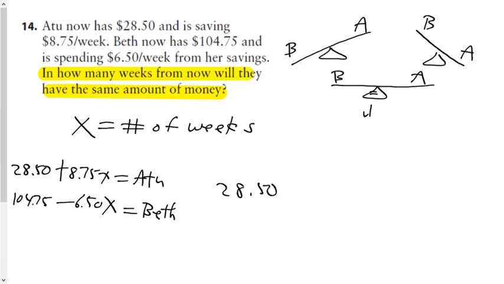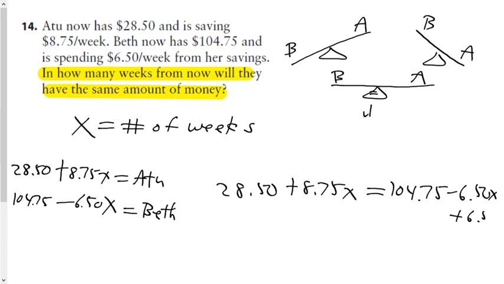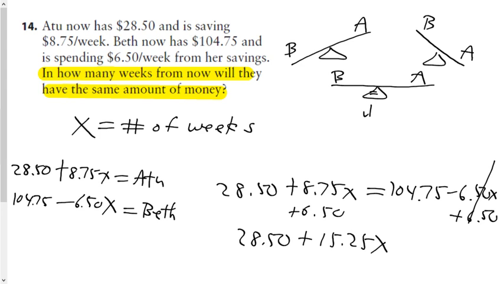Atu's money must be equal to Beth's money. Obviously, when we have variables on both sides, we're going to get rid of it by creating those algebraic zero pairs by adding an equal amount to get rid of it in zero pair. 28.50 plus 15.25x. Sorry, that was supposed to be an x there. Is equal to 104.75.